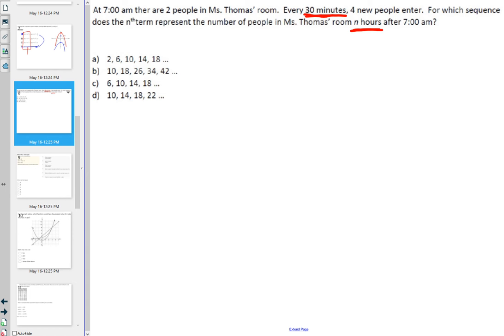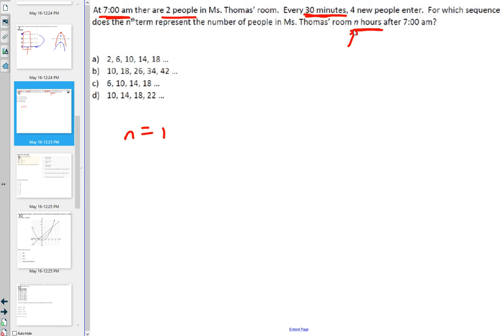So which one here? The 2 people every, yeah. And see the thing is, at 7 a.m. when there were 2 people in there, how much time had passed by? Yeah, no time had passed by. We're talking about n hours. So we assume that the first number we see is what's happened after the first hour. Like 1 hour has to have gone by, if that's what the n represents, is hours. Unless you're told otherwise, we assume the first number we see has an n value of 1, and 1 is hours.